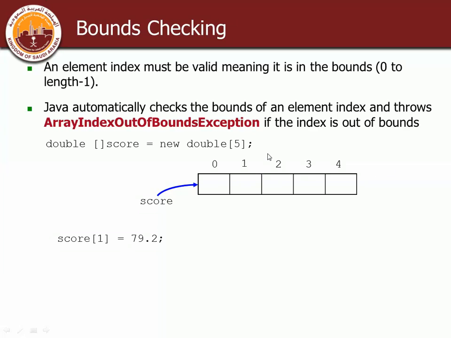Why score bracket 1 and inside the system out like this? You mean this, between parentheses you put the System.out.println? Yes. If you'd like to print the content of the element 1 of this score.